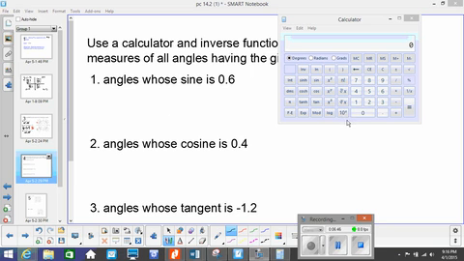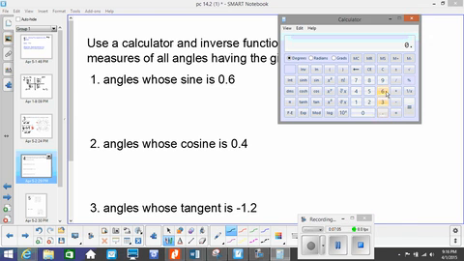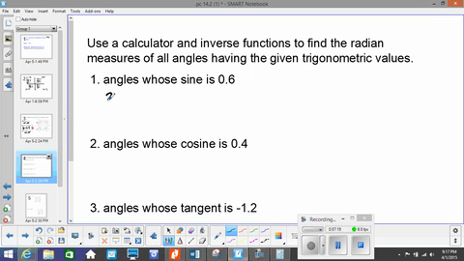Okay, so once I have the calculator up, and depending on the type of calculator you have, you might be doing this slightly different. Well, I want to find the angles whose sine is 0.6. So I'm just going to go ahead and put 0.6 in this one. And then usually you're going to have to do a second function. On this one it says inverse sine. And I get 36.86.